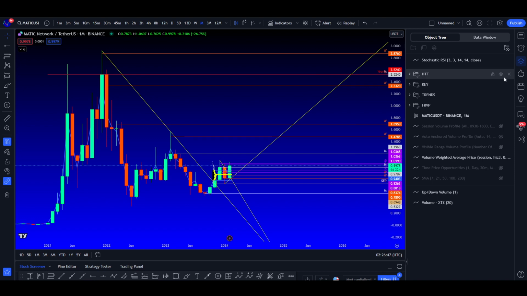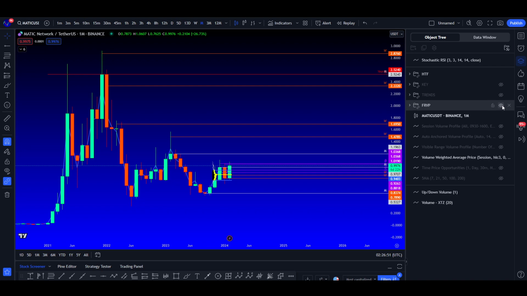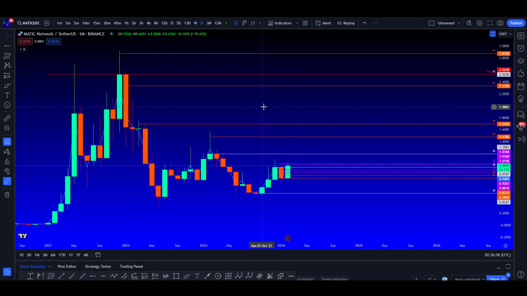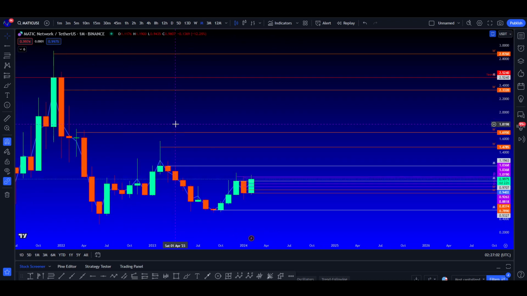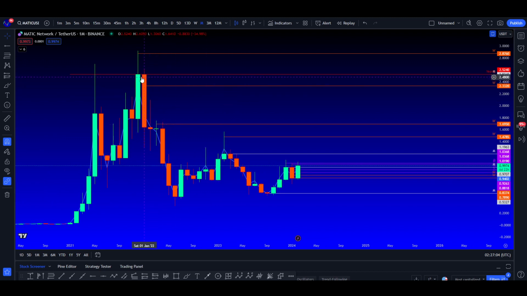So for now, let's take off some of the key levels. We'll take off some of the trends, take off the fixed range volume profile, and we'll just leave the high time frame levels up on this chart. So for now, let's see which levels have been tapped. When it comes to the monthly, this level's up there.